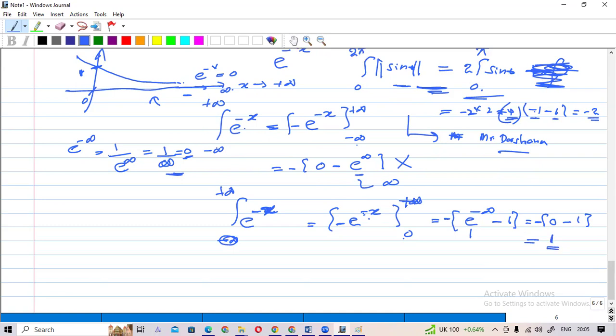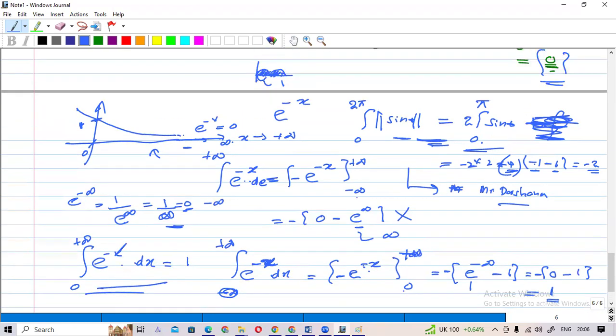So if you evaluate this e to the power minus x with respect to dx, always with respect to dx, from 0 to plus infinity, you will have one answer, that is 1. Okay, so this answer is there.